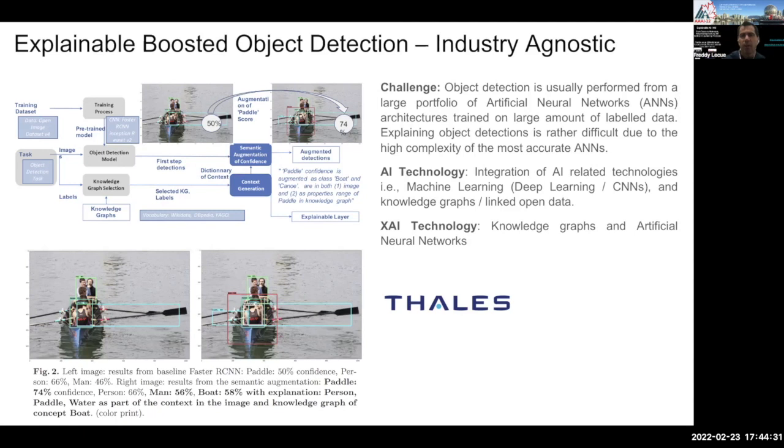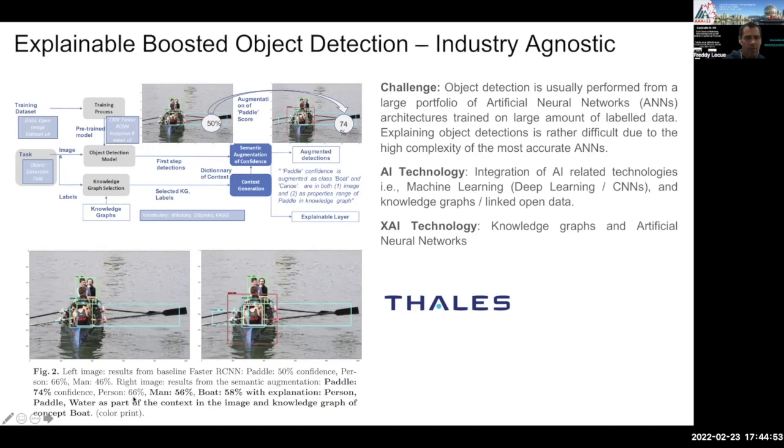So initially you don't have the information about the paddle, so if you use classic techniques, you get paddle 50%, person 60%, man 46%. And on the right hand side, this is the end result.